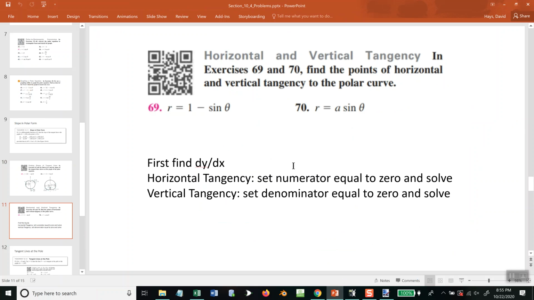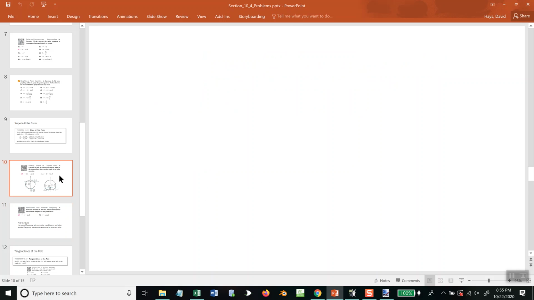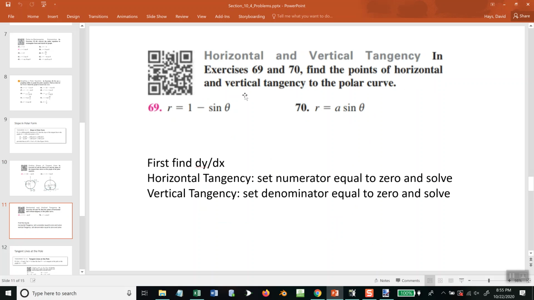Now these ones, I'd put this here. I won't show it because I think it's pretty self-explanatory. I may do the dy/dx just so you see it. Or is that the same one we did over here? 1 minus sine theta. Oh, it's easier. But in the horizontal tangency, you set the numerator equal to 0 and solve. And in the vertical tangency, you set the denominator equal to 0 and solve.